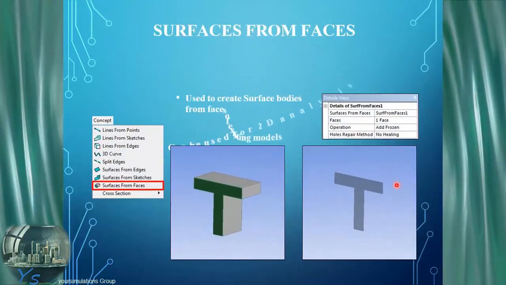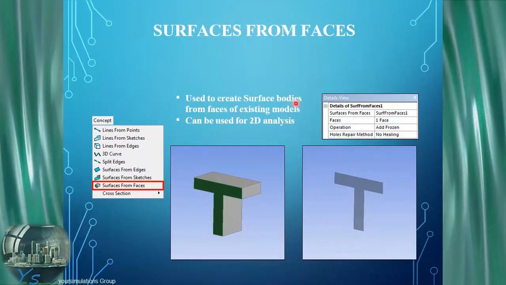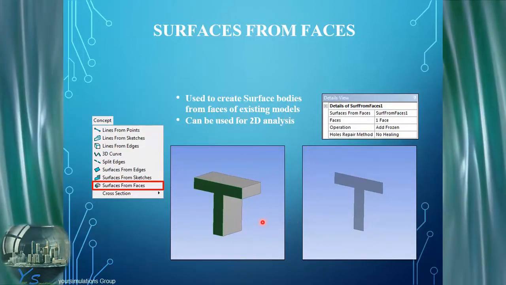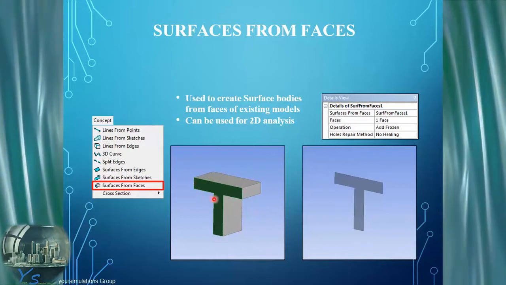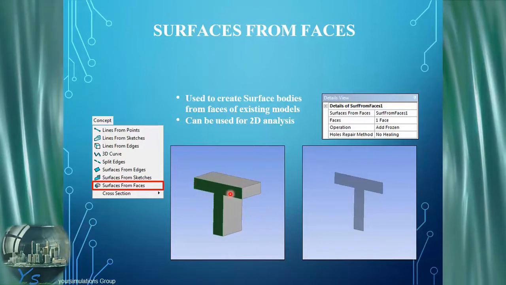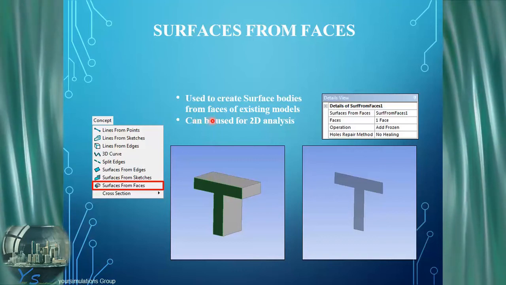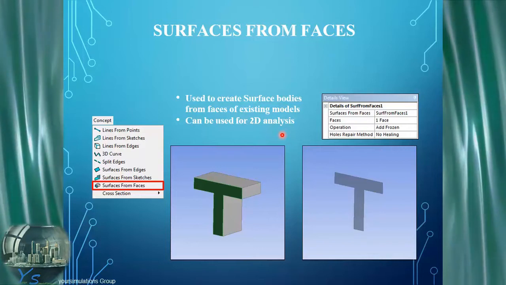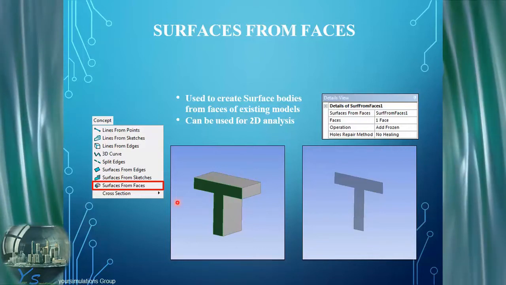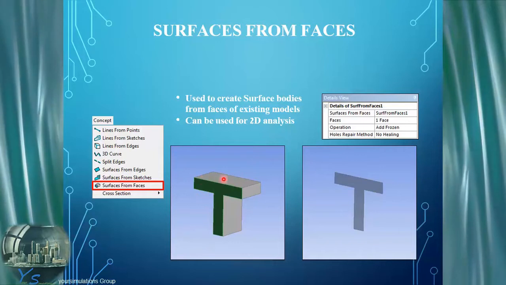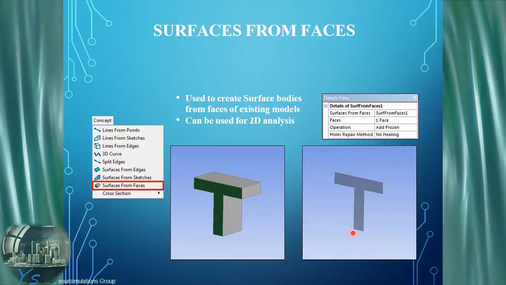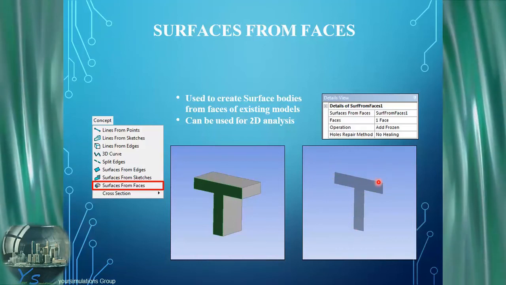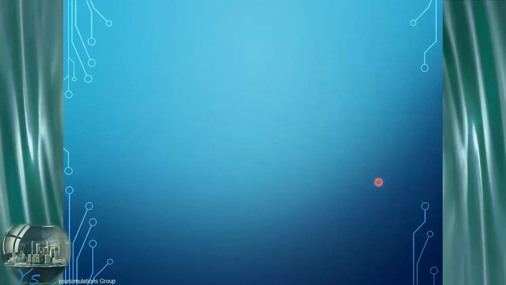We can also create surfaces from faces, and these are used to create surface bodies from faces of existing models. So here we have an existing 3D solid model, and we can select this face in order to create a surface from that particular face. So that surface body can then be used for a 2D analysis. We can't use a face for a 2D analysis, it has to be a surface body. So then we can create the surface body from the face, as shown here, and then what we can do is we can suppress the 3D model to be left with this 2D surface body, which we can then move on into a 2D analysis.